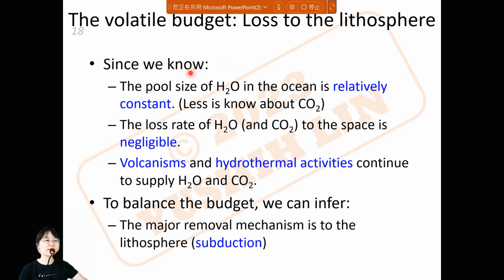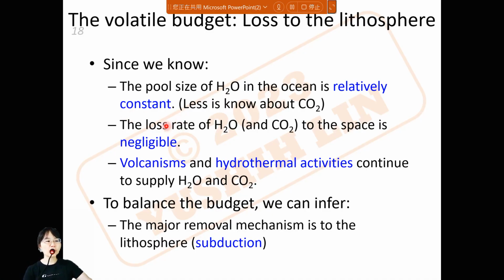Below is what we also know. First, based on geological records, scientists believe that the pool size of water in the ocean is relatively constant. But we know less about CO2. We don't know whether the DIC concentration in seawater has been constant over time. But we do know that the water volume in seawater is almost constant over time.